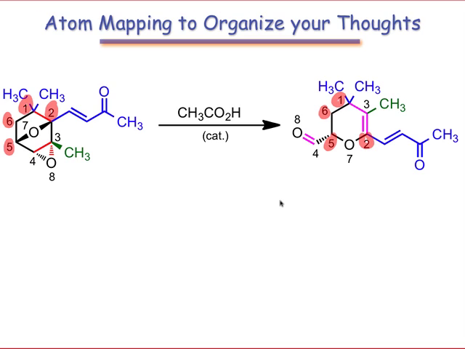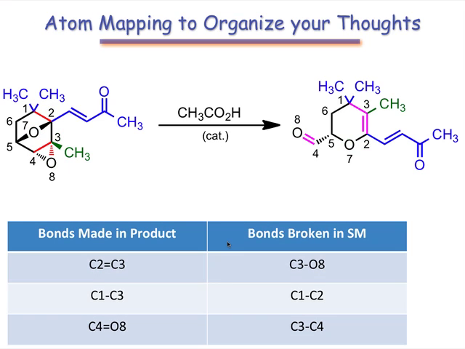Take a moment to determine how the numbering of the product reflects the bonds made and broken that we just identified. You should notice that carbons 3 and 2 have seemed to switch places, the epoxide has opened and its oxygen has become the aldehyde oxygen, and oxygen 7 remains untouched except for a shift in space. All in all, we can generate this bonds made and broken table.